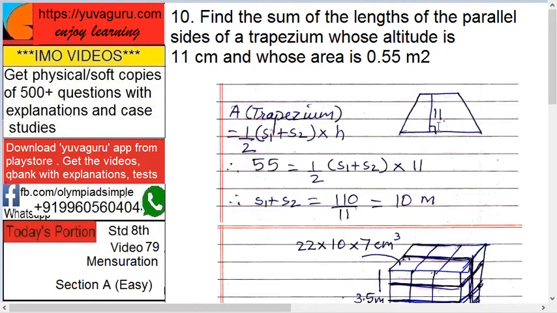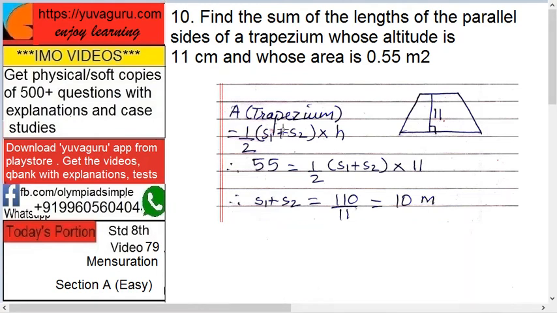So what is the formula for area? Area of trapezium equals half into S1 plus S2 into H. So 0.55 equals 1 upon 2 into S1 plus S2 into H, which is 11. Now 0.55 is here in meter square and the height is in centimeter.